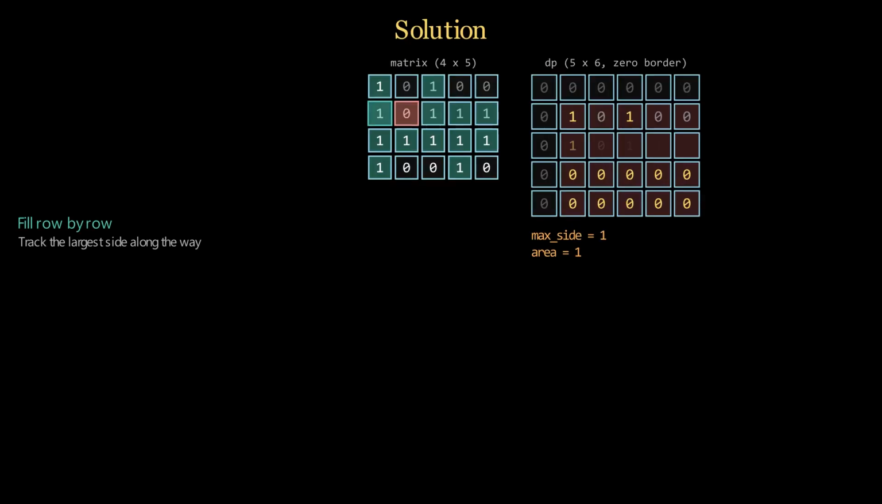Now fill the rest row by row. Wherever the matrix has a 1, write the minimum of the 3 DP neighbors plus 1. Where the matrix has a 0, write 0. The largest value reached gives the side of the answer.